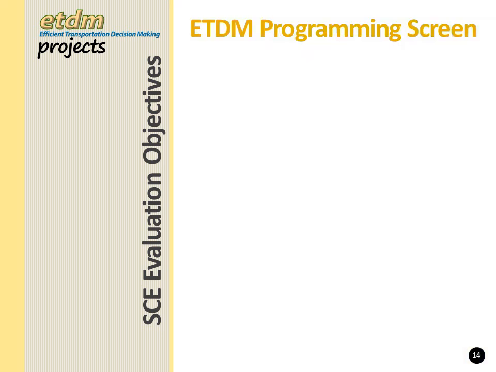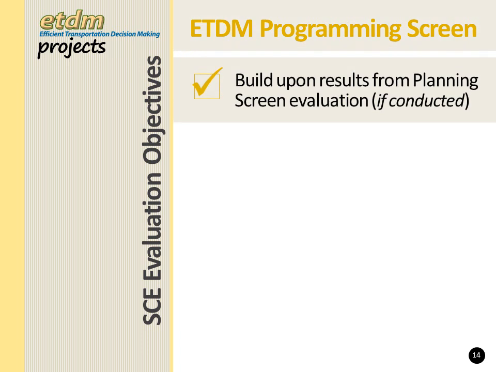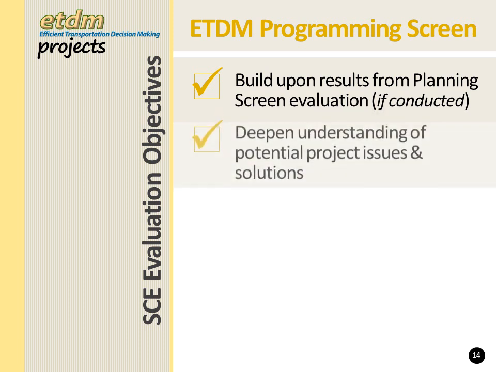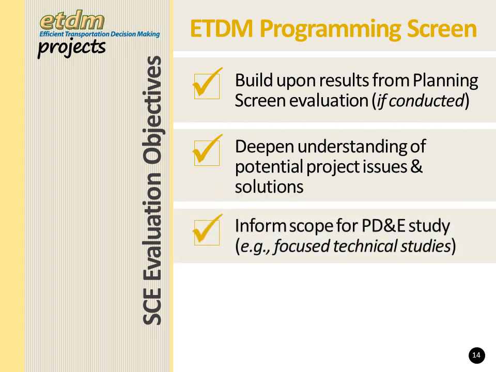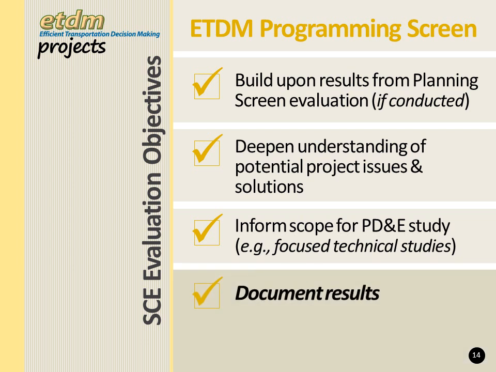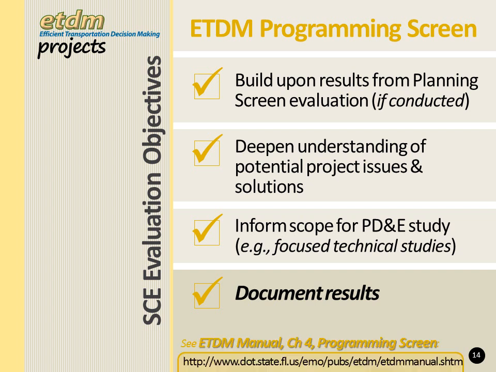SCE evaluation in the programming screen builds upon the potential issues and solutions identified during the planning screen. I will point out that not all programming screen projects will have been the subject of a planning screen. The programming screen evaluation serves to further identify, refine, and understand potential project issues and solutions. The outcomes support the development of a scope of study, agency coordination, and public outreach to be performed in the project development phase. And, as in the planning screen, the outcomes are documented for use in developing the project summary report. For more details on the programming screen, refer to Chapter 4 of the ETDM Manual.